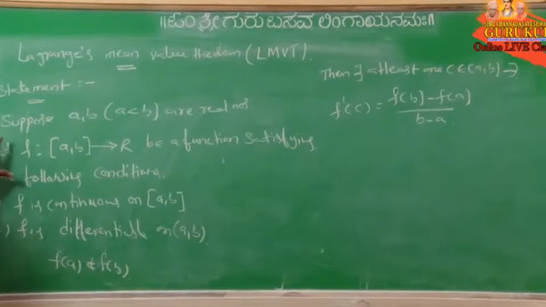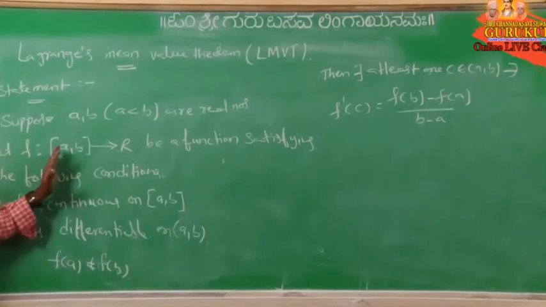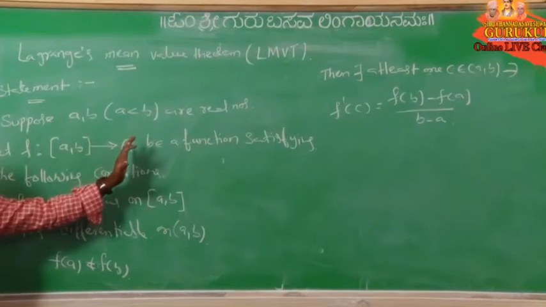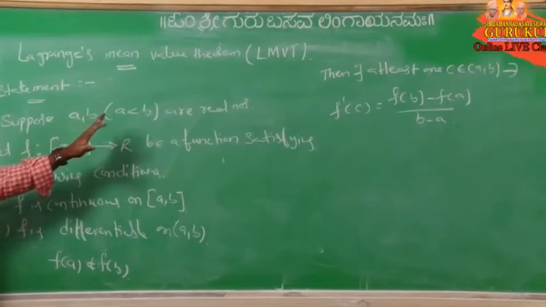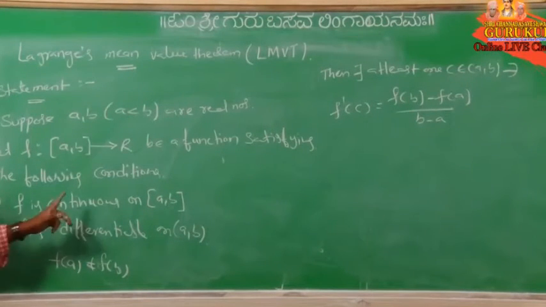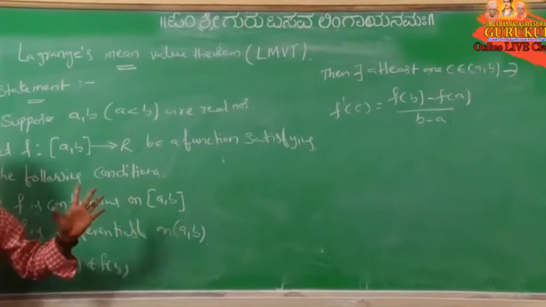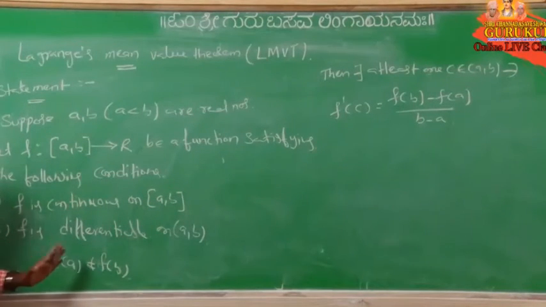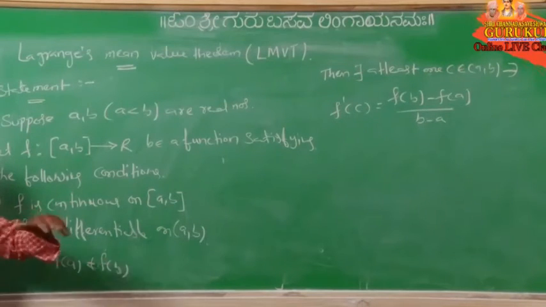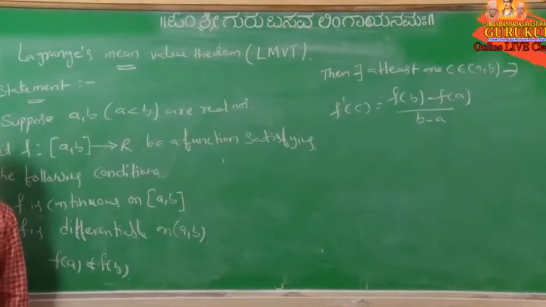Once again, see what? f is a mapping, a function from closed interval [a, b] to R, where a, b are two real numbers with a less than b, and this function satisfies the two conditions. What is that? f is continuous on closed interval [a, b], f is differentiable on open interval (a, b), and third one, if you want you can take, that is f(a) not equal to f(b), because in Rolle's theorem you took f(a) equal to f(b). Here you take f(a) not equal to f(b), right?